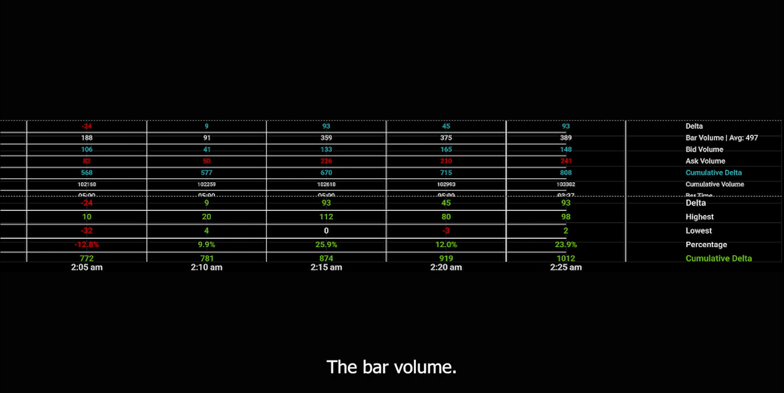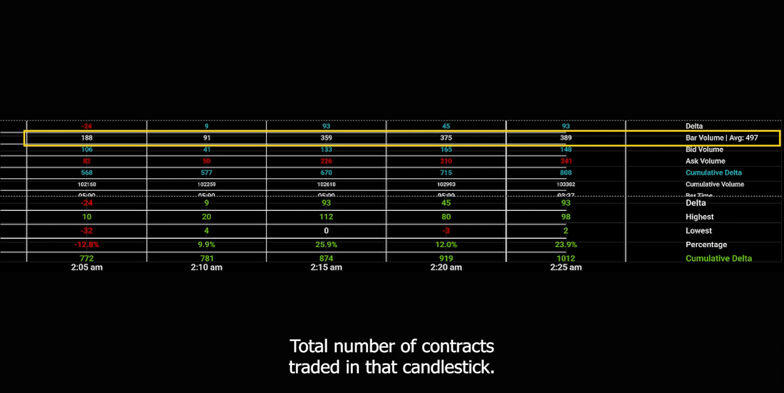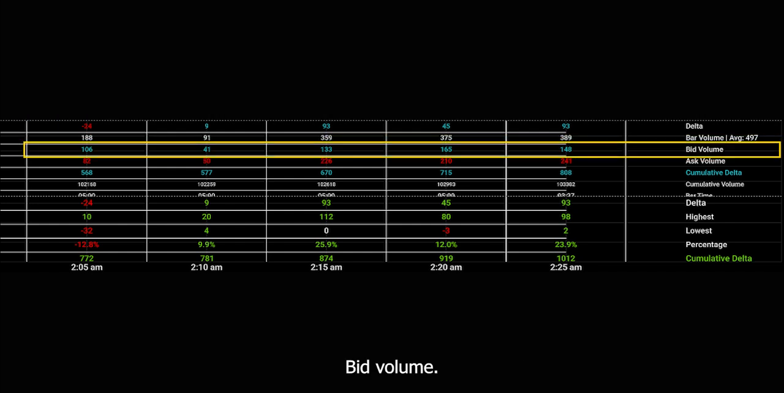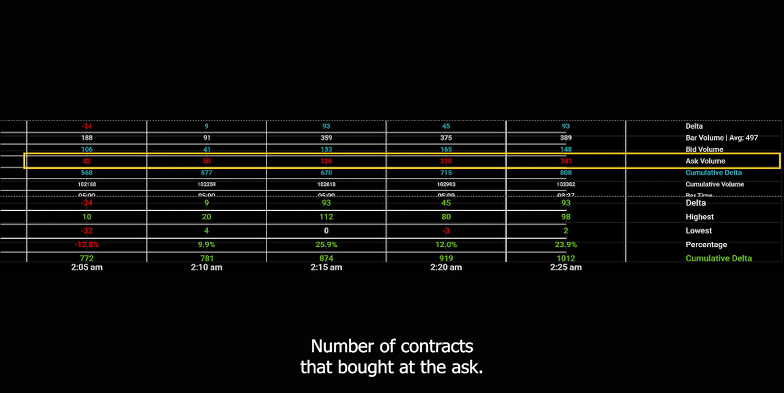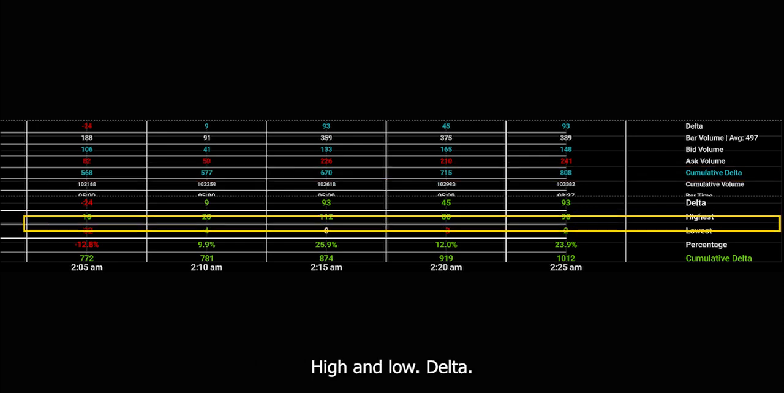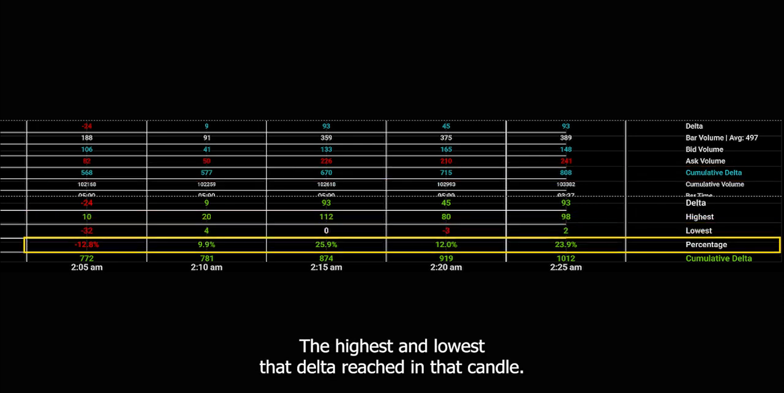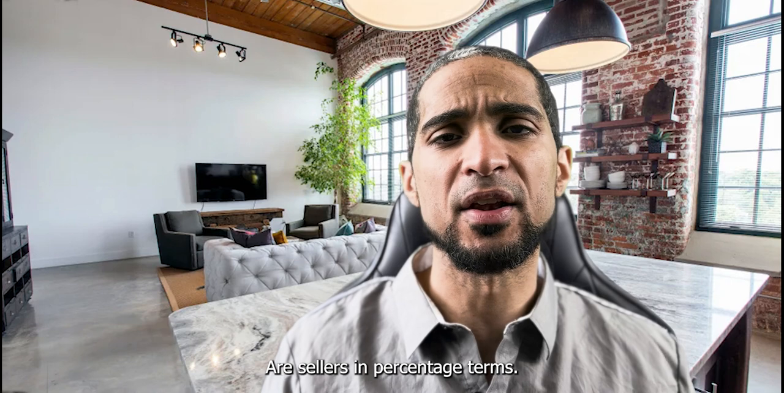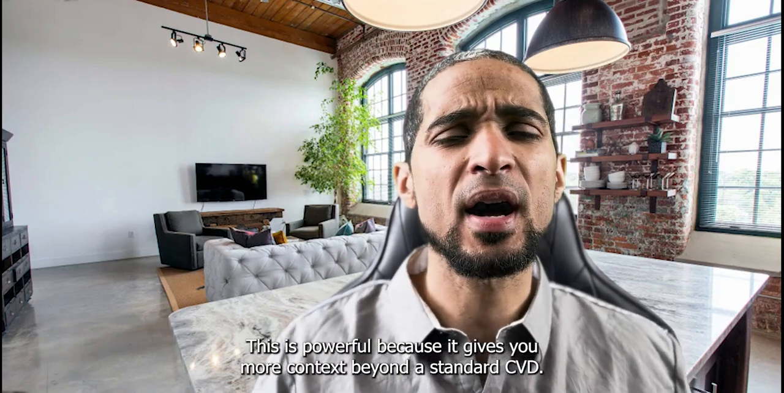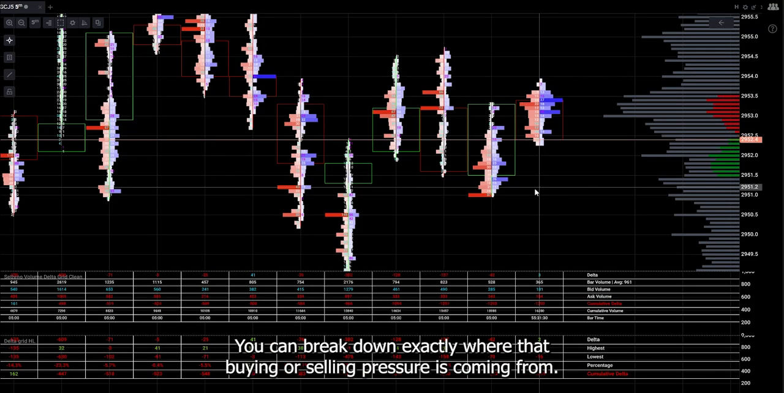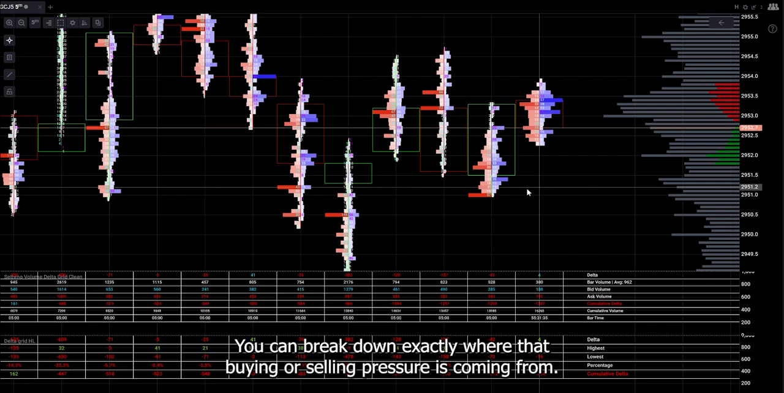It includes the bar volume, total number of contracts traded in that candlestick; delta, net difference between aggressive buyers and sellers; bid volume, number of contracts that sold into the bid; ask volume, number of contracts that bought at the ask; cumulative delta per candle, how much the net delta changed within that bar; high and low delta, the highest and lowest that delta reached in that candle; and delta percentage, which shows if the candle was dominated by buyers or sellers in percentage terms. This is powerful because it gives you more context beyond a standard CVD. Instead of just seeing delta increasing, you can break down exactly where that buying or selling pressure is coming from.